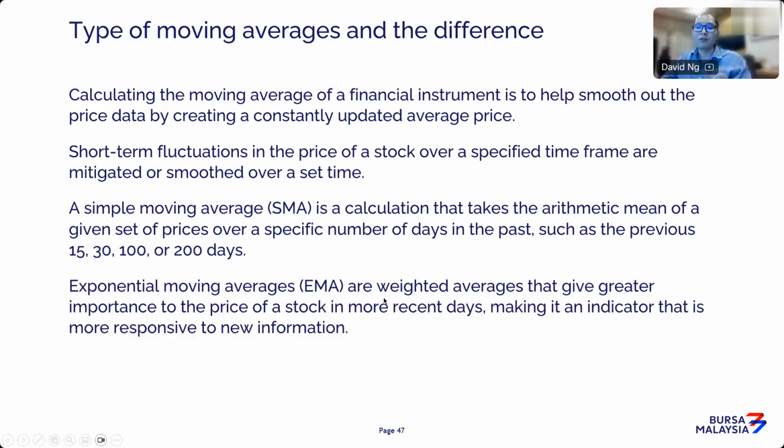Now, why is the exponential more widely used? It's because a moving average itself is a lagging technical indicator, in the sense that only when prices move does it reflect. So exponential, in a way, puts more weight on your recent data. Therefore, it actually moves quite rapidly when the price changes. So that's why a lot of people use the exponential type of moving average as compared to the simple moving average.